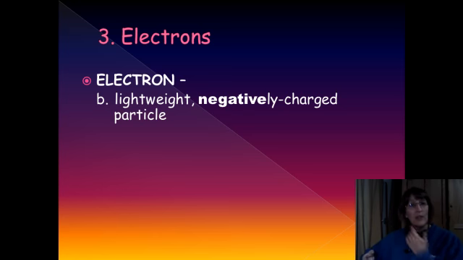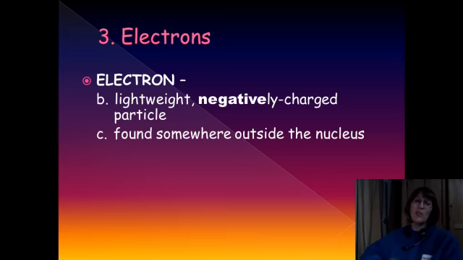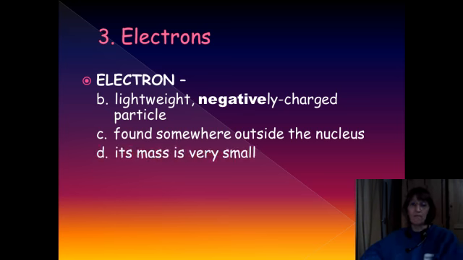All electrons are negatively charged, and notice that the word negative is very boldly written there. You should know that. So it's lightweight and it's negatively charged. It's found somewhere outside the nucleus. Usually we have little pictures where it's orbiting the nucleus, and that's just a picture that we can use. It's a nice model to get inside of our head so we can kind of have an idea of what's going on. But it's somewhere outside the nucleus, and we'll talk about a better representation of how the electrons go around the nucleus in the next section. Its mass is really, really small.